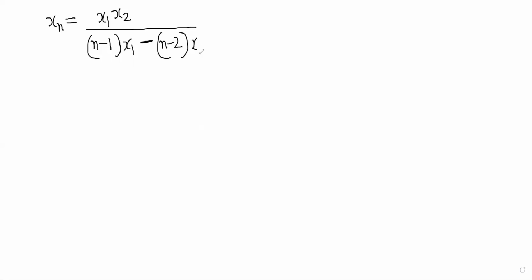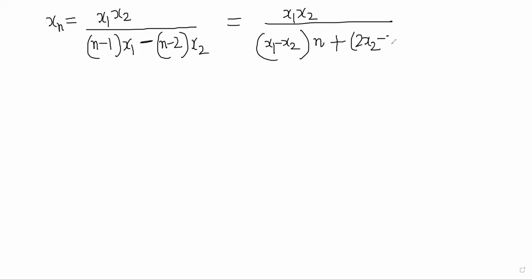Once we have this formula, xn is equal to x1, x2 by n minus 1 x1 minus n minus 2 x2, we can rearrange it a little bit and write it like x1, x2 by x1 minus x2 can be taken common, x1 minus x2 here with n, and plus 2x2 minus x1. What have I done? I have taken all the nx1 and the nx2 together and I have written it like this. So I'm getting this condition.